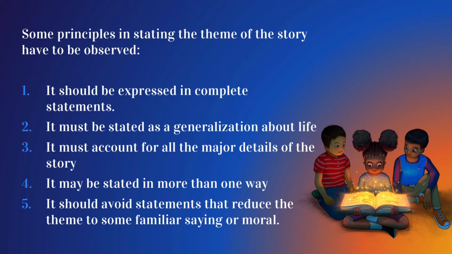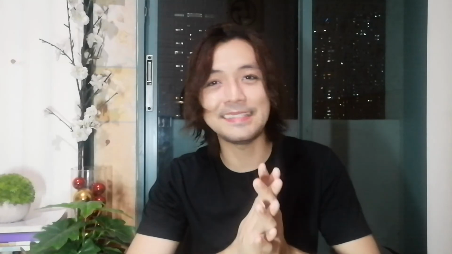It may be stated in more than one way, and it should avoid statements that reduce the theme to some familiar saying or moral. Just like saying time is gold, that's a very popular saying, but that's not a theme. We do not reduce the theme to a popular motto or a popular saying, a popular statement. The theme is supposed to be stated in a complete universal truth, in a complete manner that reveals truth about humanity. I want to give an example from Summer Solstice.